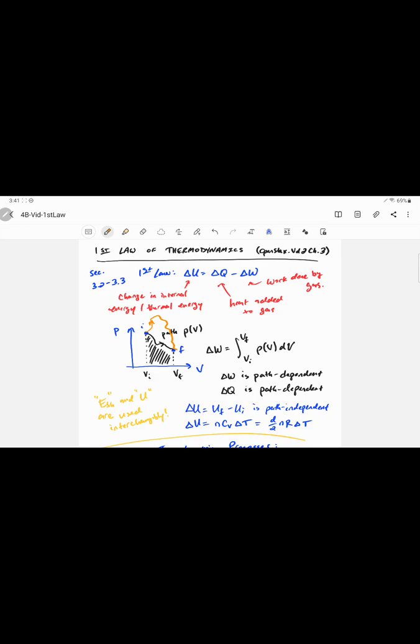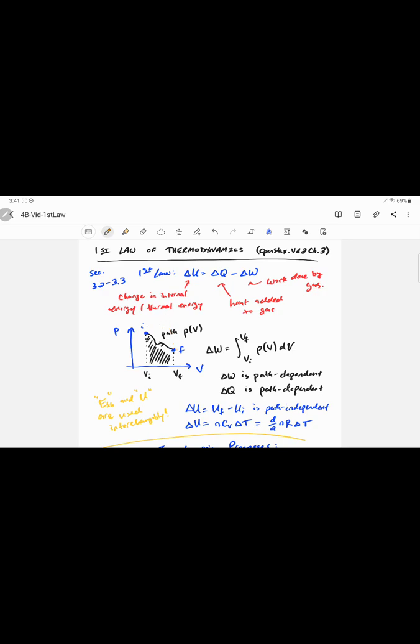So if the internal energy is path-independent and the work is path-dependent, that means the heat added is also path-dependent. Right? If delta U is fixed for these initial and final points, then as delta W increases, delta Q also increases to offset that.